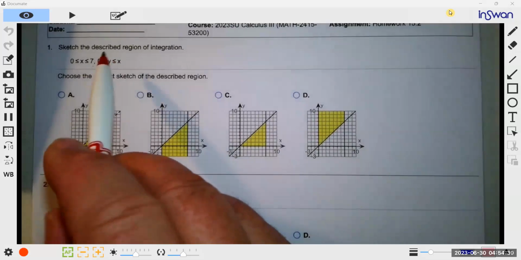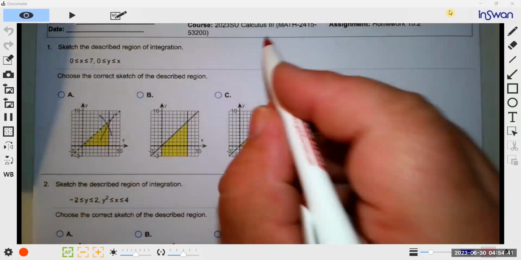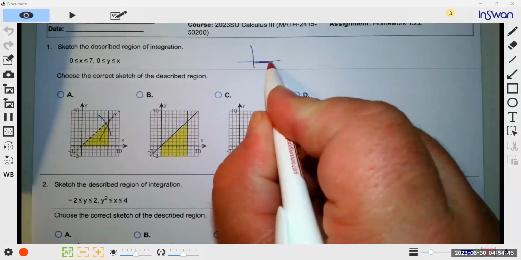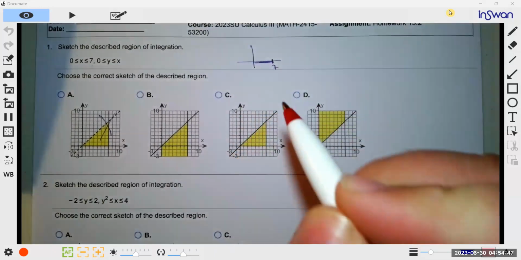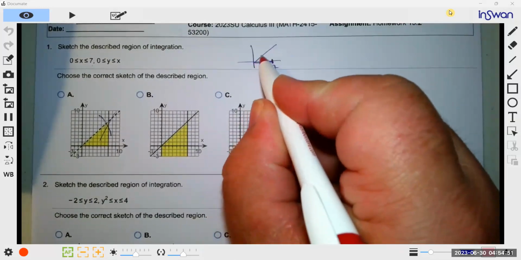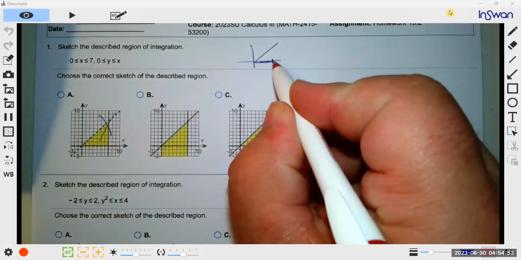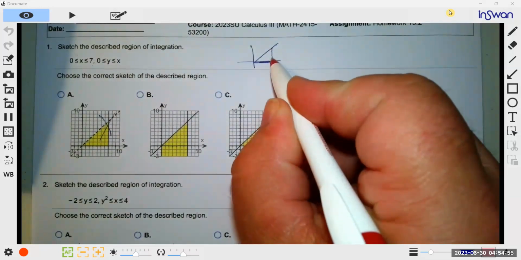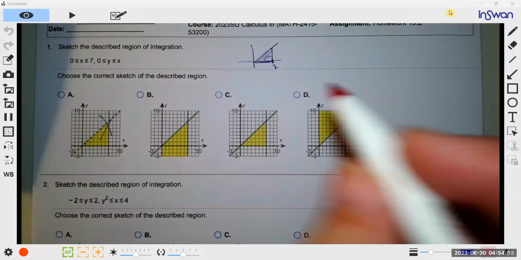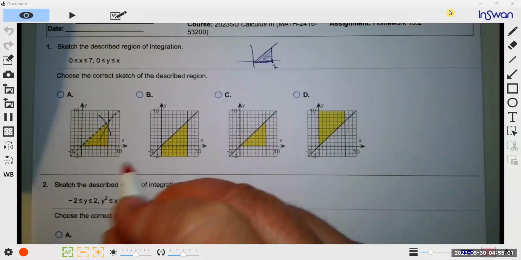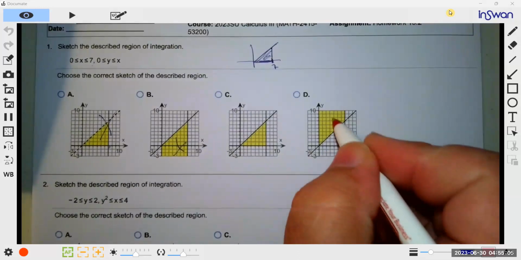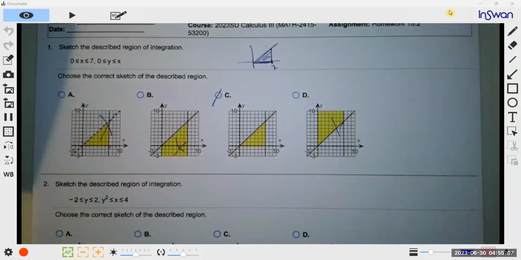Now, we want the region, what it is, it's from 0 to 7, and from 0 to x. Well, x is highest, it goes to 7, so it has to be within this bound. That's not it. This goes a little bit too far. This is the wrong direction, so it has to be C.